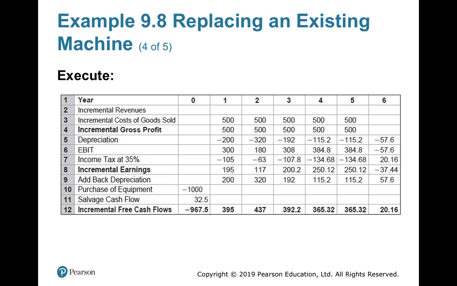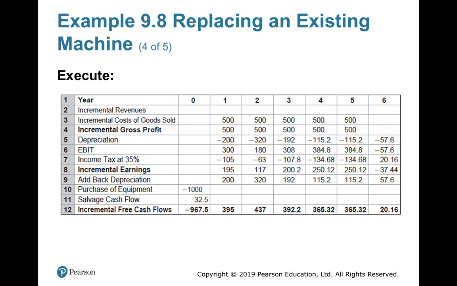What is that? With the new machine, there is no incremental revenue. Is there any incremental revenue? Absolutely no. The new machine is not increasing your revenue. So zero. But the incremental cost of goods sold is equal to 500,000 positive. Normally cost of goods sold is negative, but this is saving your cost of goods sold. So your 500,000 will be positive here. Therefore, incremental gross profit because of this new machine will be 500,000 from year 1 to year 5.